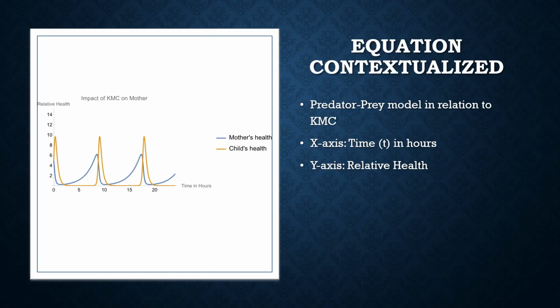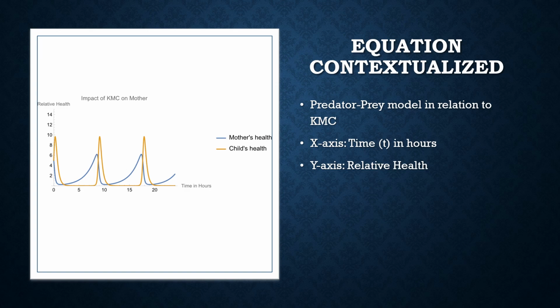In this slide, we have our predator-prey model in action in relation to the situation. Here, the y-axis is relative health and the x-axis is time in hours, different from the x-axis on previous graphs, and 10 is 100% of the relative health and 0 is 0% of the relative health.